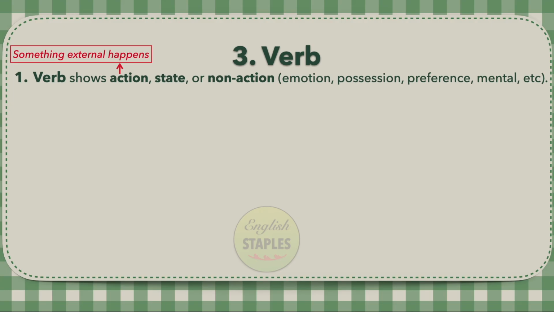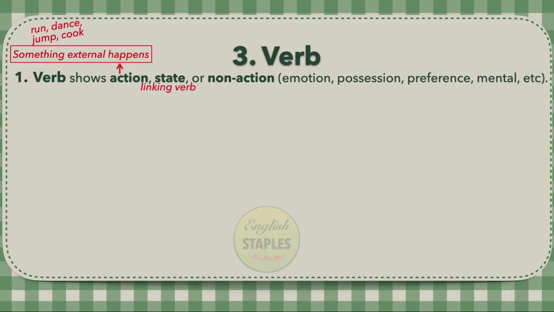Action verbs. Something external happens. What do we mean by external? It means something that's visible. For example, verbs like run, dance, jump, cook, eat, walk, read. Those are called action verbs.